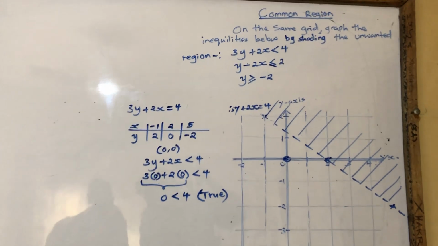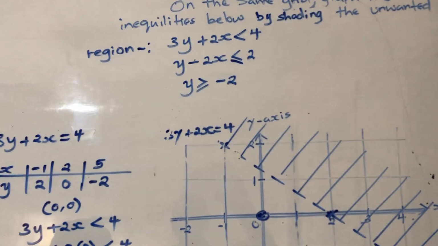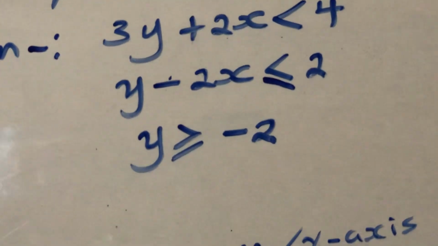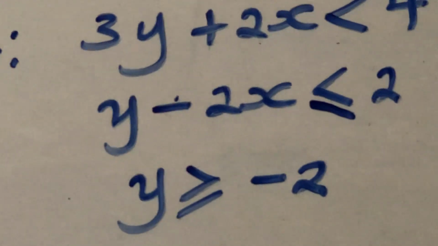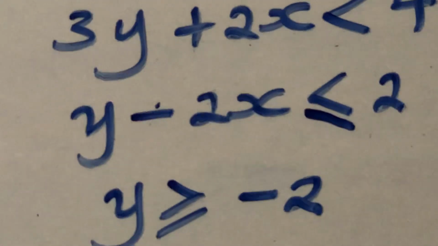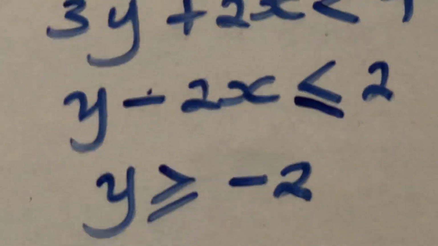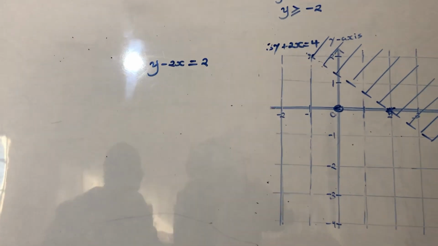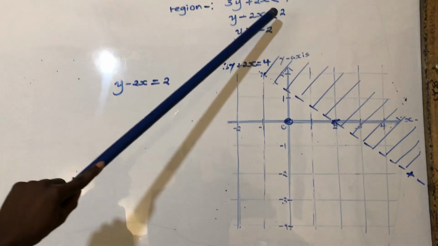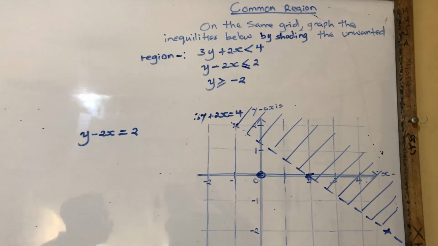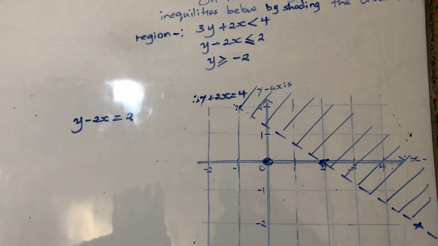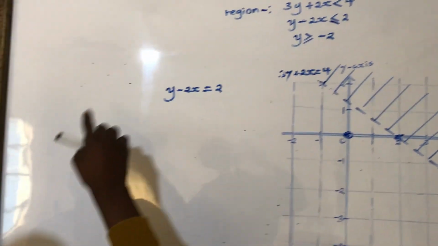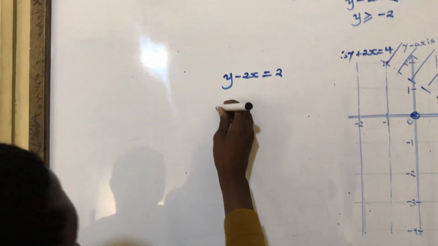Bringing us to the next phase. The next phase should be the second inequality. And what's the second inequality? Y minus 2x is equal to 2. One thing we must never forget is that for as long as we are still talking about the line, the inequality symbol should be changed to an equal sign temporarily. So what do I have? Y minus 2x is equal to 2.